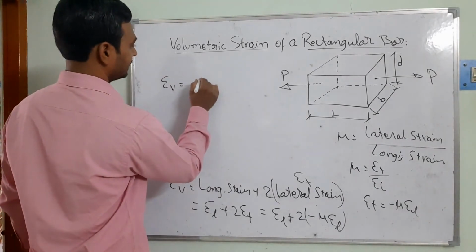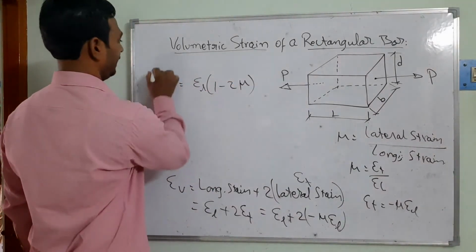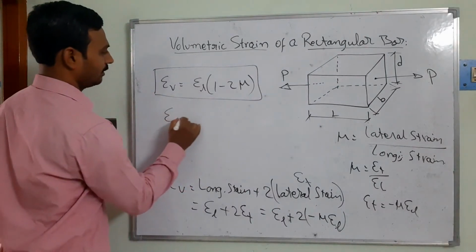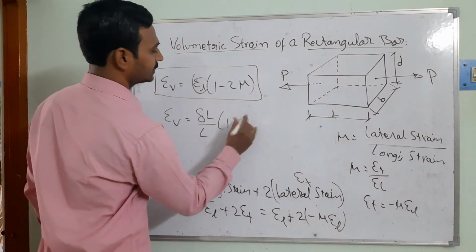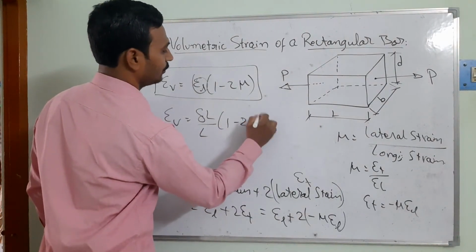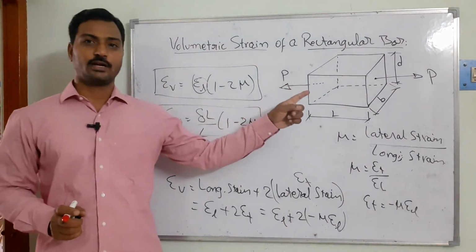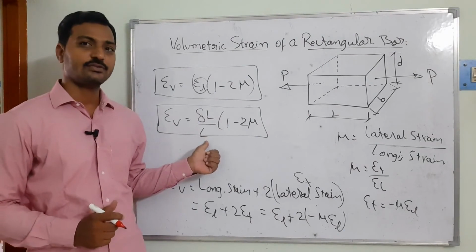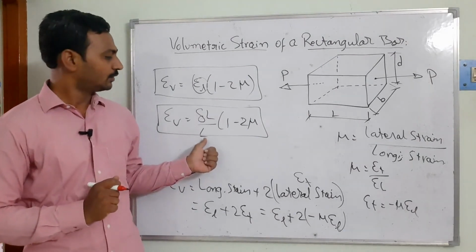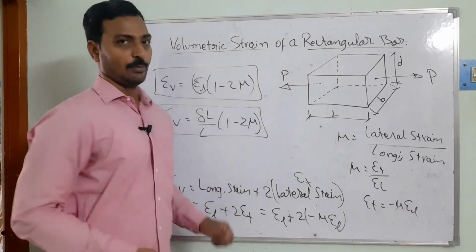So epsilon V is equal to, in this case, epsilon L is common, so 1 minus 2 mu we are going to take. That is the longitudinal strain. Epsilon L is equal to del L by L, times 1 minus 2 mu. Can you see, the change in dimensions of that component we can define with respect to only one change in dimension, that is the longitudinal direction. So that's going to be del L by L into 1 minus 2 mu. Mu is the Poisson's ratio.